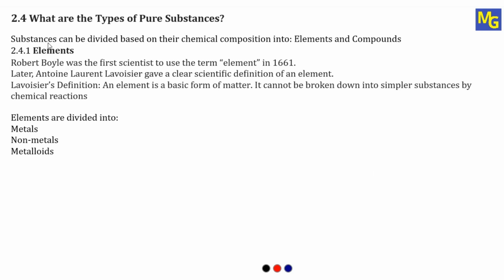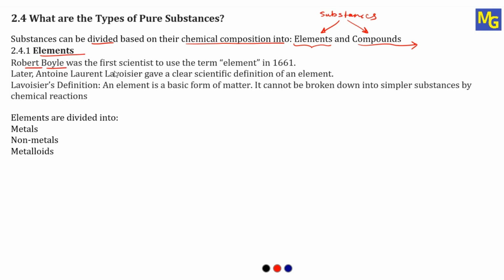So as we can see here, substances can be divided based on their chemical composition. When we take any substance, we can divide it based on its chemical composition into two types. That is, it may be an element or it may be a compound. In this video, I'm going to explain elements in detail, and compounds we will see in another video. So let's start with the topic 2.4.1, that is elements.